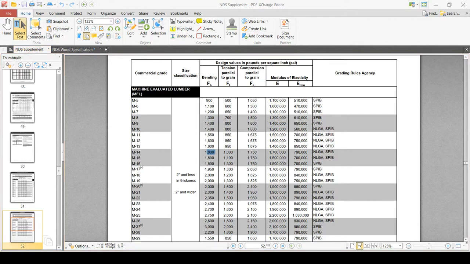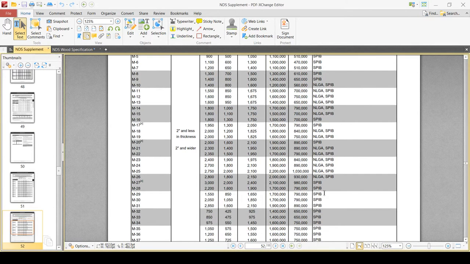Okay, and then for the E-min, we had 790,000. So again, on the M14: 790,000 on the E-min, 1,700,000, 1,750, 1,000, and 1,800. Okay, so then the question becomes, where do we get the other values?